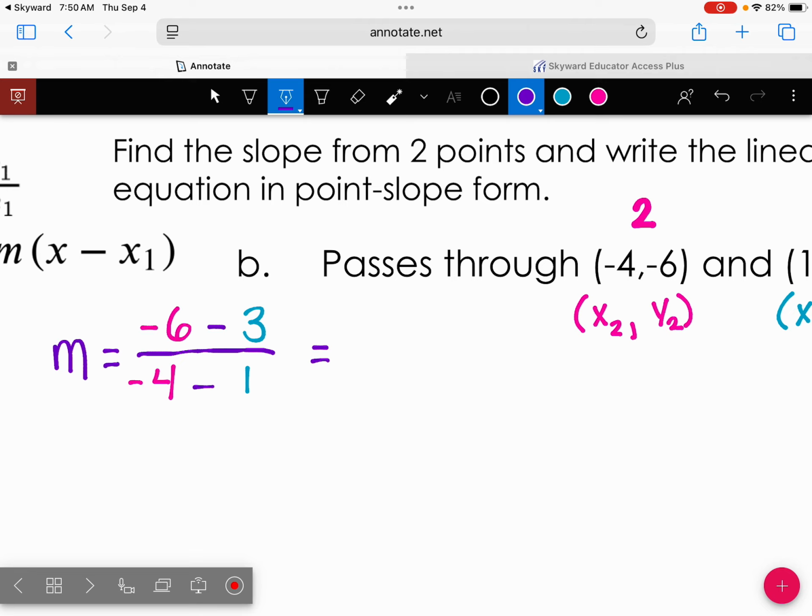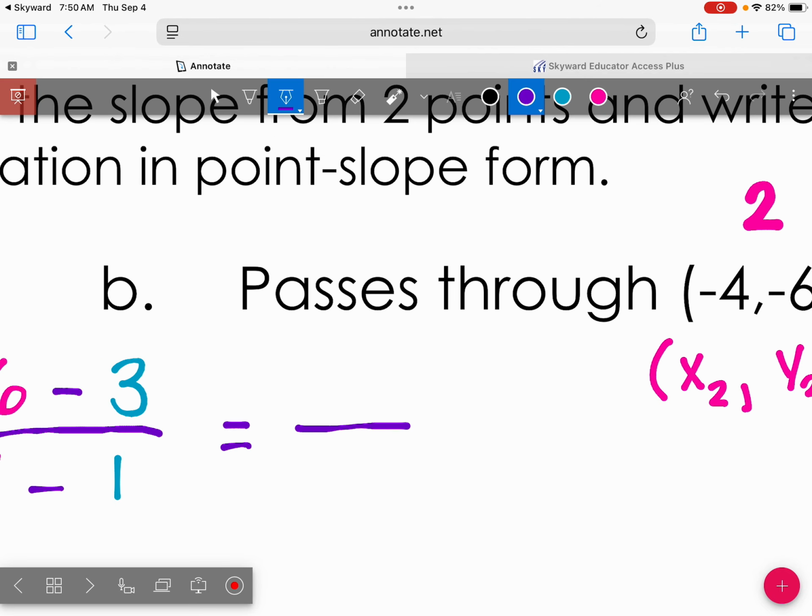Then we need to simplify this. What is negative 6 minus 3? Negative 9. What is negative 4 minus 1? Careful. You may have said it, I just didn't hear it. Negative 5. I just didn't hear the negative.